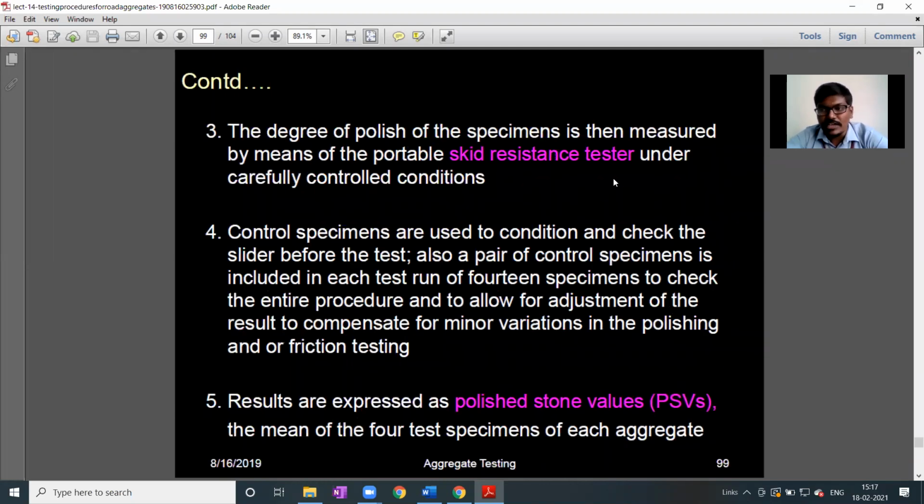So what happens usually? Whatever cylindrical specimen you prepare for Marshall stability, the same can be used for the skid resistance tester. So the control specimens are used for the conditions and all. So I'll move to the skid resistance tester directly.